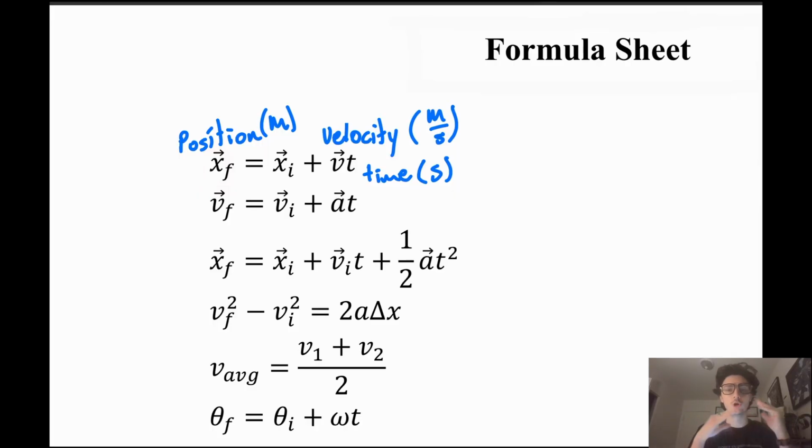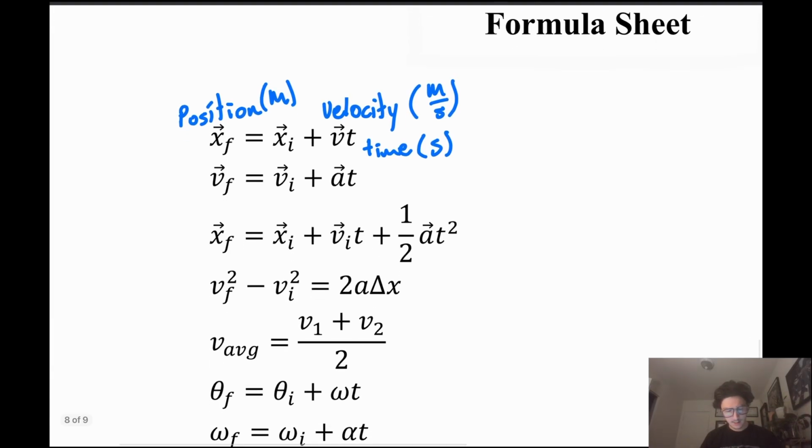Make sure your units are good. Sometimes they're going to mess you up, give you something in centimeters, give you something in kilometers. The final answer is going to ask for meters. Make sure you know how to convert between things like that. Awesome. We're going to keep zooming through. Here we have another similar equation, except it's for velocity.